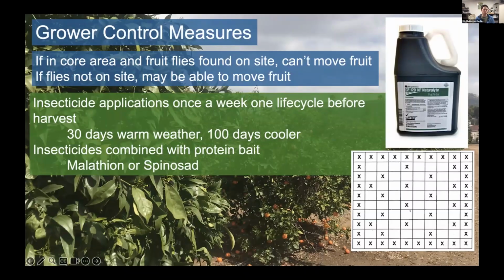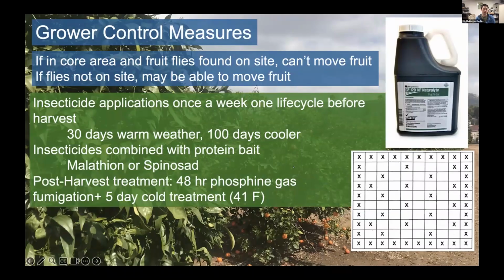So you don't have to apply it to every single tree, but the idea is you make a perimeter on the outside and then also treat some of the trees on the inside. And this should be effective in killing off most of the female fruit flies if there are any present in your area. There are also some options for post-harvest treatment.